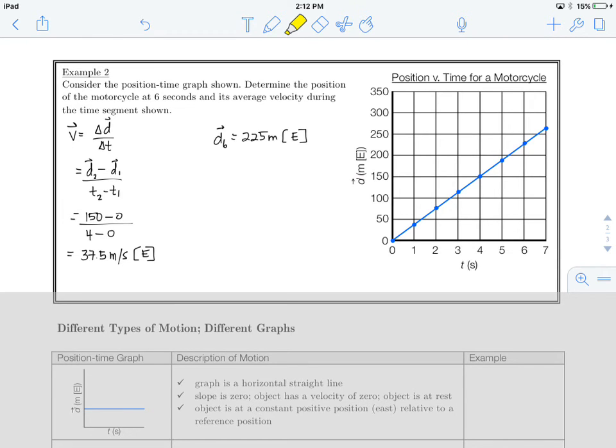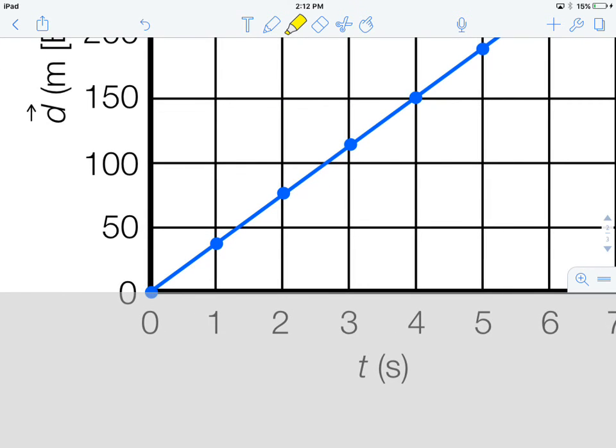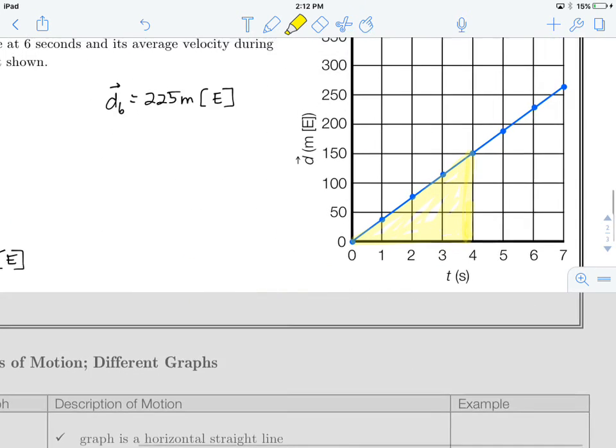One of the things I'm going to do right now is we're only going to talk about this time segment, from 0 to 4 seconds. So this whole time segment in here, that's what we want to find.